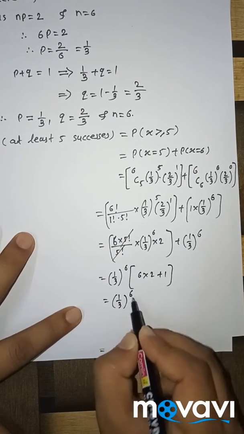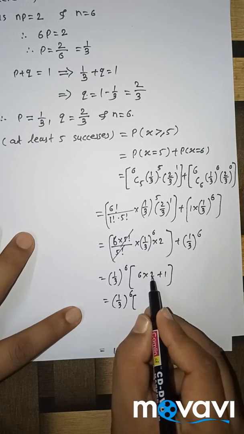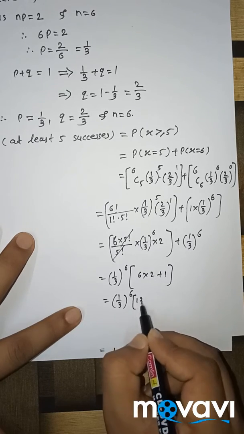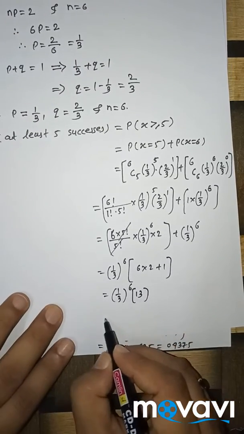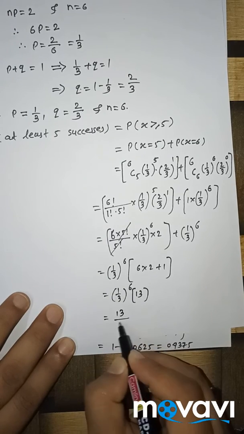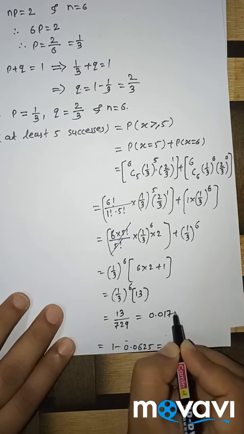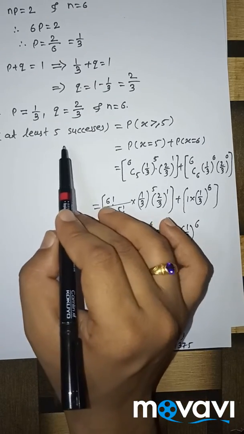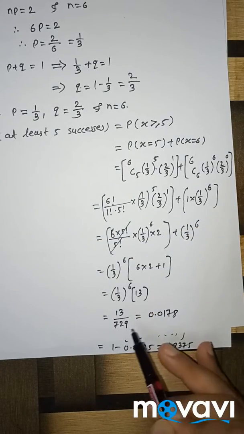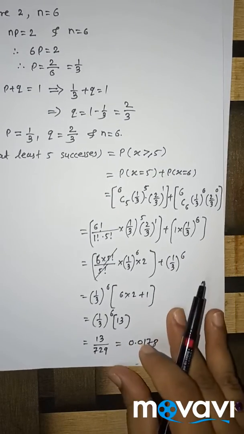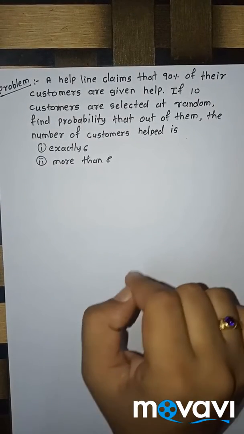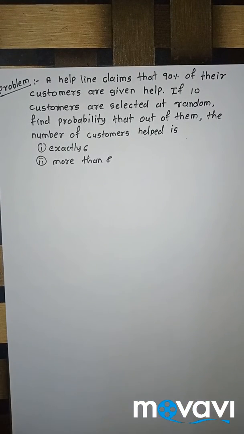upon 3 raised to 6 into 6 into 2 is 12. 12 plus 1 is 13, and final answer 13 upon 729 is equal to 0.0178. Probability of at least 5 successes is 0.0178. A helpline claims that 90% of their customers are given help if 10 customers are selected at random.